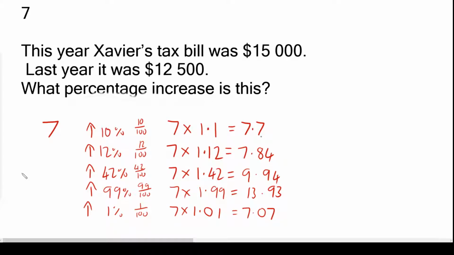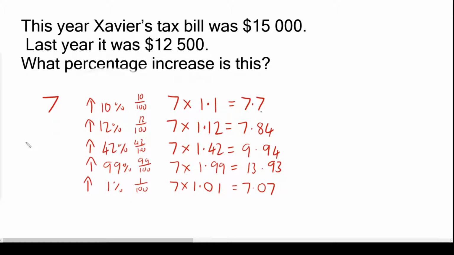Number 7. This year, Xavier's tax bill was $15,000. Last year, it was $12,500. What percentage increase is this? So here's just an example.